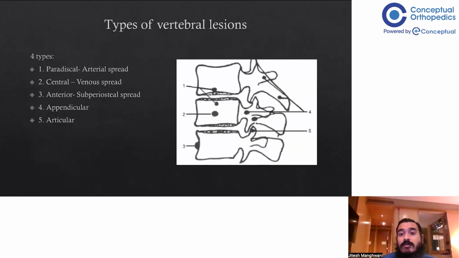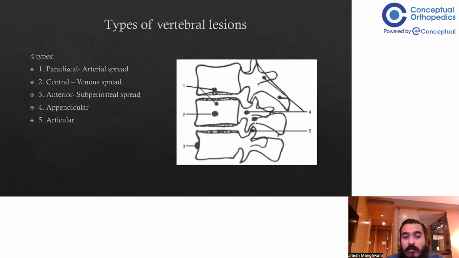What are the different types of vertebral lesions? Depending on where and how the spread has happened, the infection may end up at different areas of the spine. The paradiscal lesion is due to arterial spread. Arterial spread happens via the arterial blood vessels, and it involves the paradiscal space. Central areas are involved whenever there is spread via the venous route or via Batson's plexus. Anteriorly, subperiosteal spread may happen, generally when the collection forms just below the ALL.